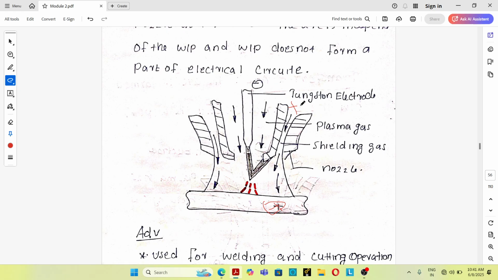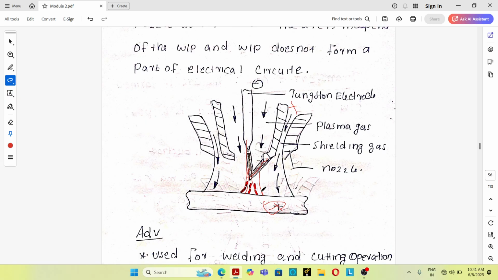In this case, the arc is independent of the workpiece, and the workpiece does not form a part of the electrical circuit. The arc is created between the electrode and the water-cooled constricting nozzle, which acts as positive. The arc plasma comes out as a flame, which is used for melting the metal to be joined. This process is widely used in ceramic or metal plating or spraying operations.